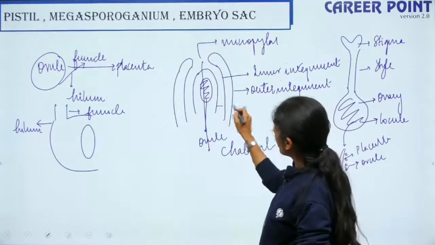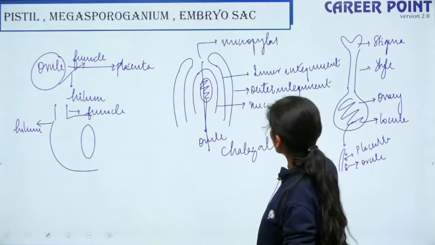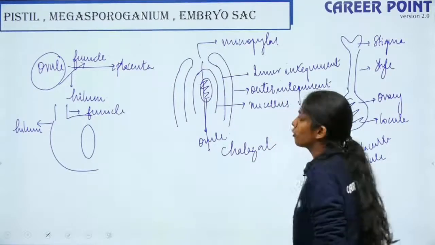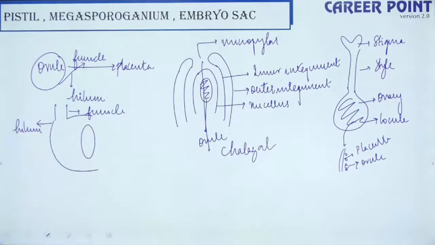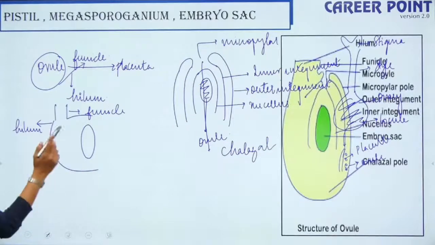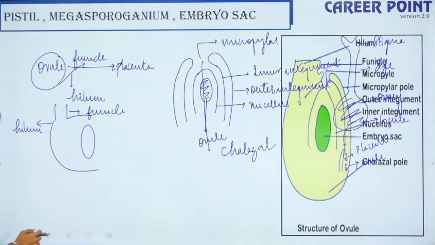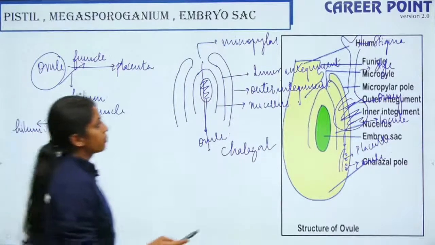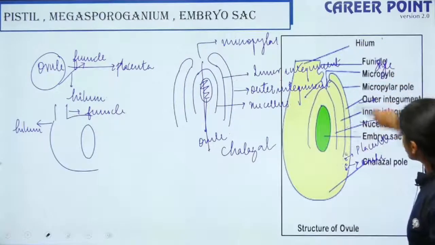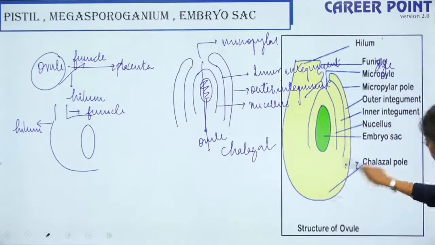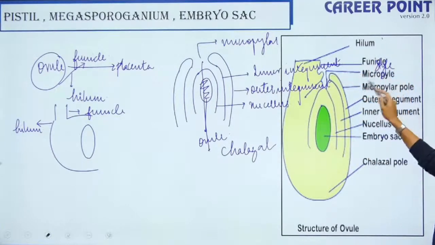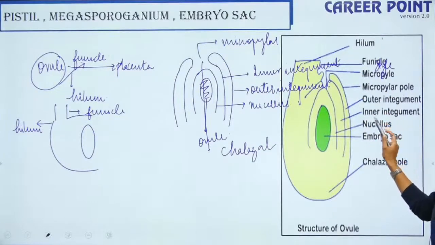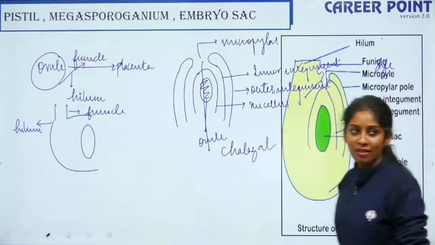Inside the integument, you also have another layer called the nucellus. I hope you remember these terms well: what is a nucellus, what is an integument, what is a micropylar end, and what is a chalazial end. I have the figure, but on top of it I started writing, so give me a minute, I will clean it up so that we can see the structure properly. The chalazial end is exactly opposite to the micropylar end. You have outer integument, inner integument, nucellus, and inside this you have your ovule.